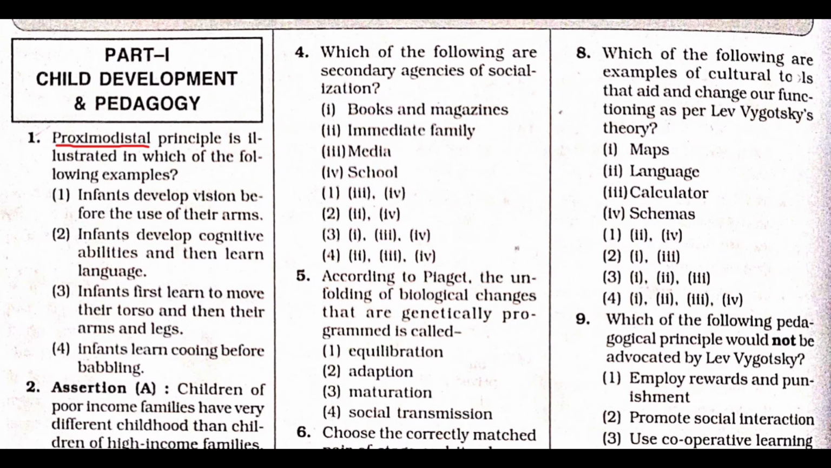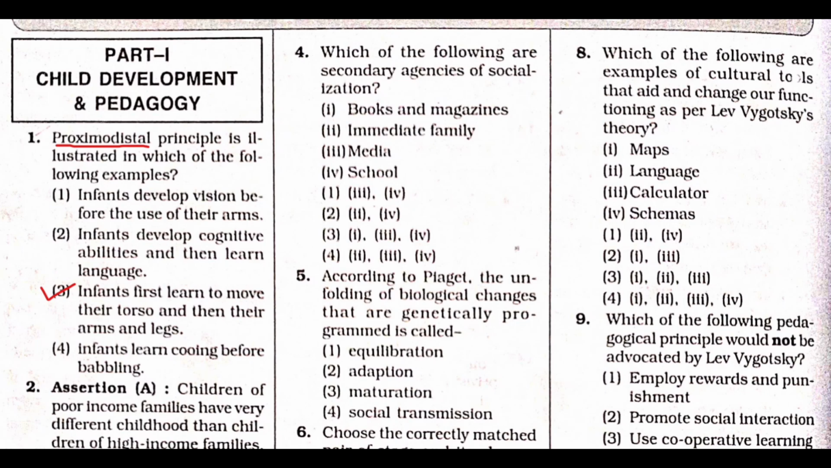So let me give you the correct answer here. The correct answer is option number 3. Why? Because motor development in the human body does not occur in a haphazard or zigzag manner. It follows a sequence, it follows a systematic way, and which also differs from one individual to the other.